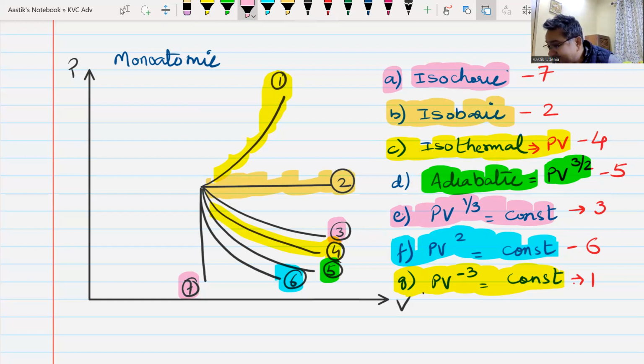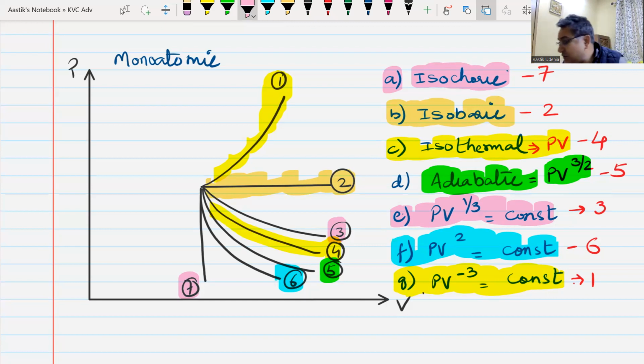Do we understand this? Yes, sir. No, sorry. That process, 0.7, will come between 0 and 1. Between 1 and 1.5, if I create a process, PV raised to the power 1.3 is constant, that will come between 4 and 5. Do we get this? Yes.